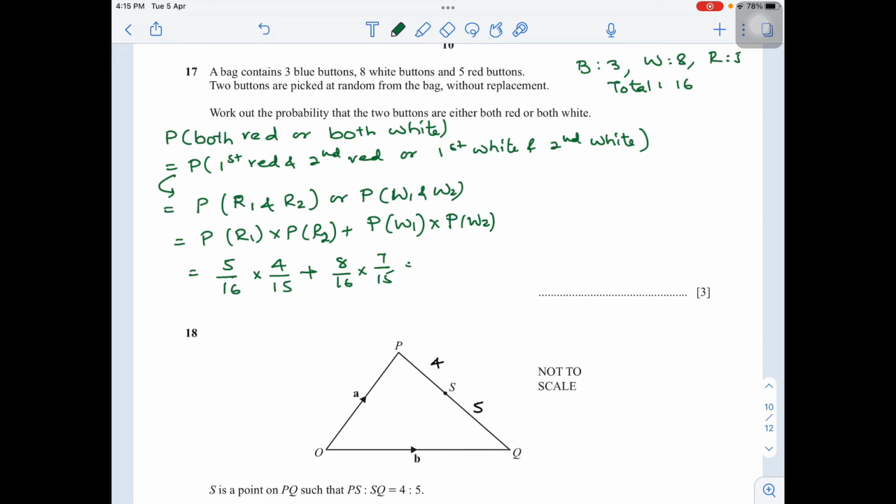5 over 16 times 4 over 15 plus 8 over 16 times 7 over 15. And the answer is 19 over 60.